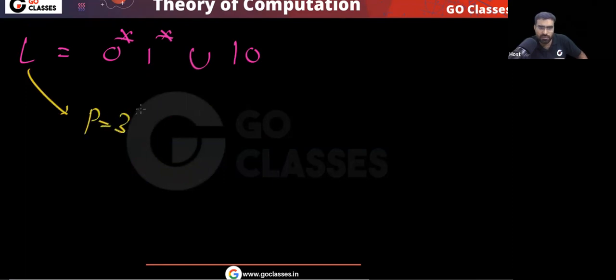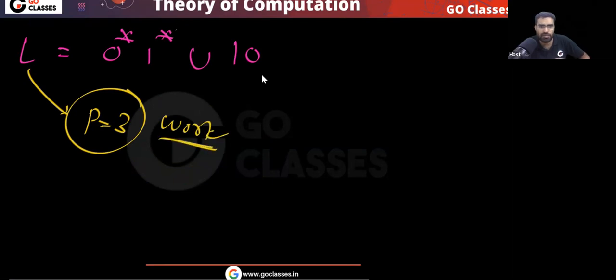So what is working for this language, 0 star 1 star union 1 0? You can notice P equal to 3 will work. Because when you take P equal to 3, this will not even be a candidate string. Okay, because what are the candidate strings now?